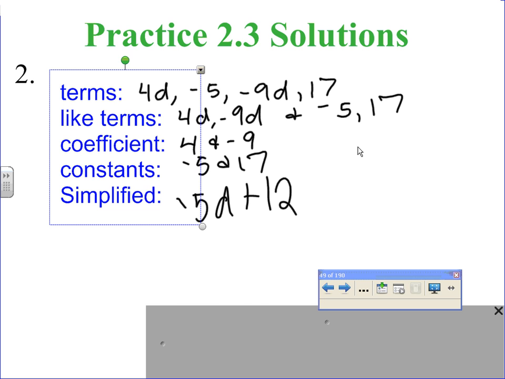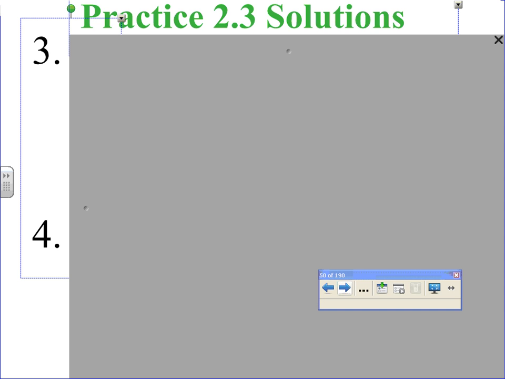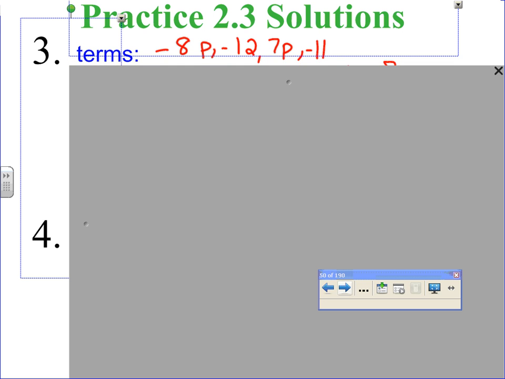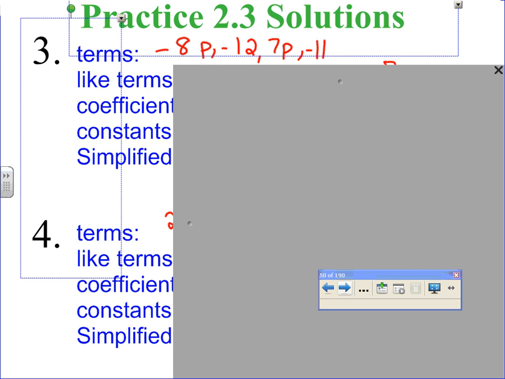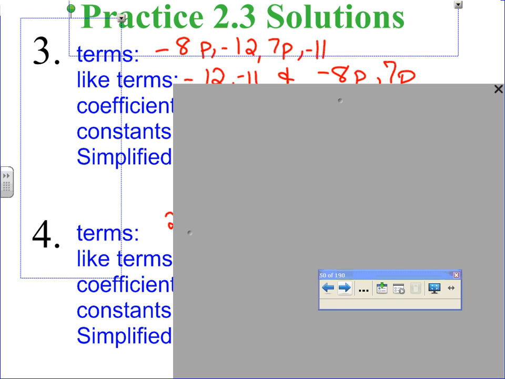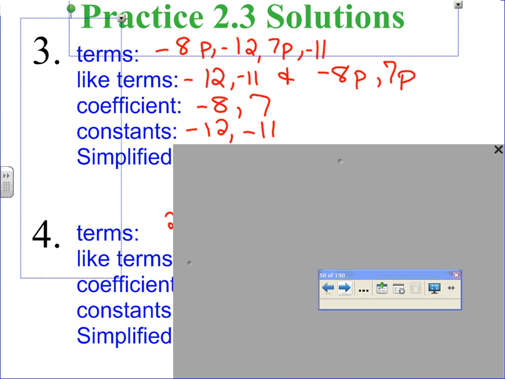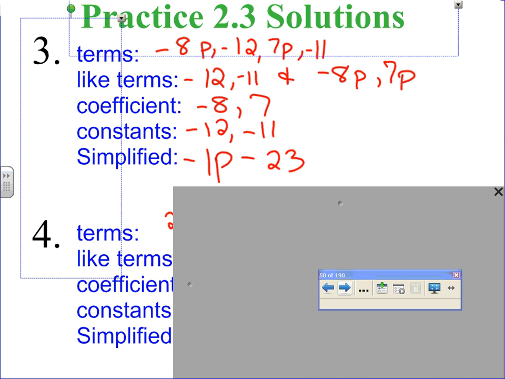Terms are negative 8p, negative 12. Yep. Great job. I don't know why these lines are still here. Okay, good. Next part, like terms. Perfect. Good. Coefficients. Good. Constants. Good. Simplified. Good. And you could have either plus and negative or minus, same thing. Okay, Adam, number 4.